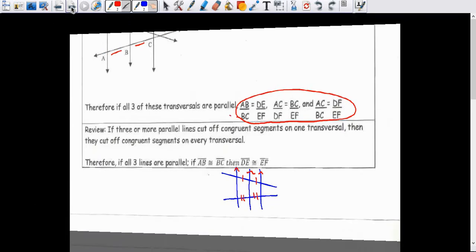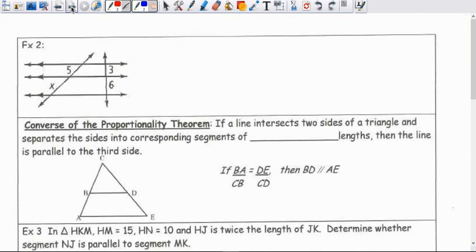All right, so let's use the back example here, number 2. They tell us that these lines are parallel. We do not think that any of this is equal, but we can set up a proportion. So we can take 5, set it up over x, and then 3 over 6. So 5 times 6 is 30. 3 times x is 3x. Divide by 3, and you get that x equals 10. All right.